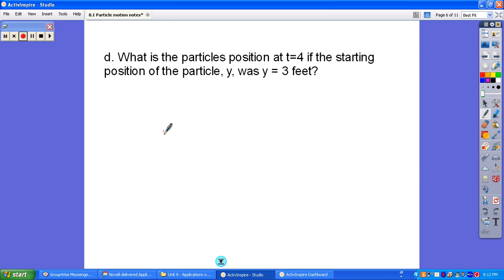Part D of this problem says, what is the particle's position at t equals 4 if the starting position of the particle was 3 feet? So to find the new position, what we do is we take the initial position and then we add displacement. So if you think about it, if I start at 2 meters and then I moved negative 3 meters, I would now be at negative 1. So that's what we're doing.